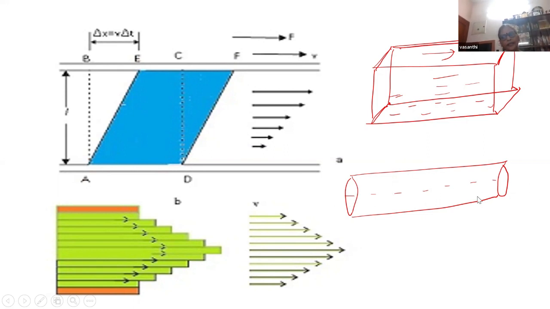Whereas along the axis, the velocity is maximum. Here the length of the arrow indicates the velocity. So as you move from the axis to the wall, the velocity goes on decreasing. With this picture, how do you tell that the liquid experiences resistance to flow? How do you explain that?